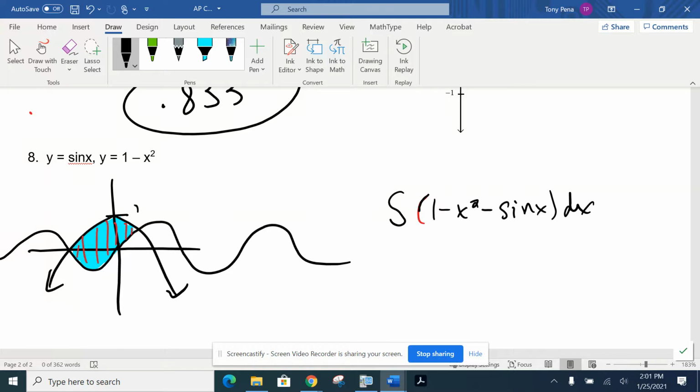Your issue is we now need our limits. So what we've been doing, and it's been working for us so far, we take these, set these equal to each other. So 1 minus x squared is equal to sine of x, and then we've been solving that equation.